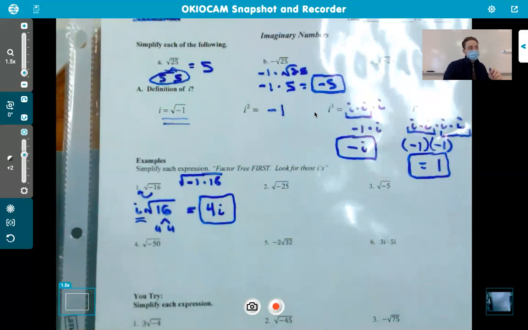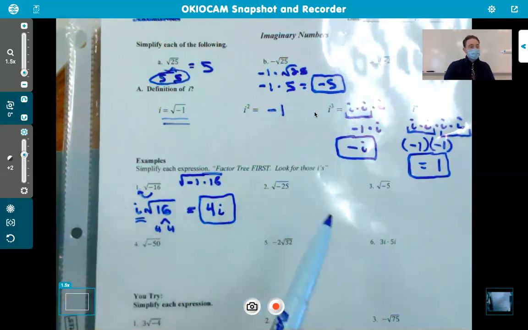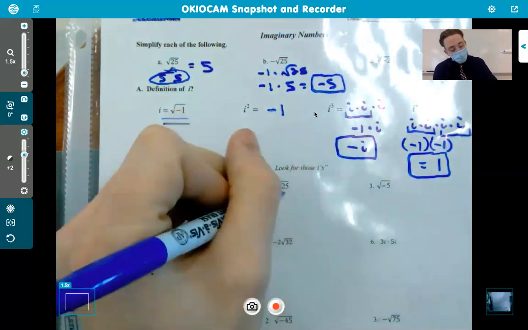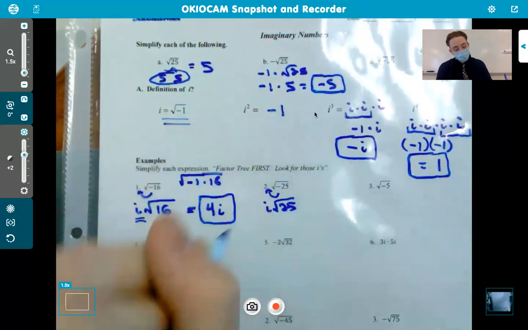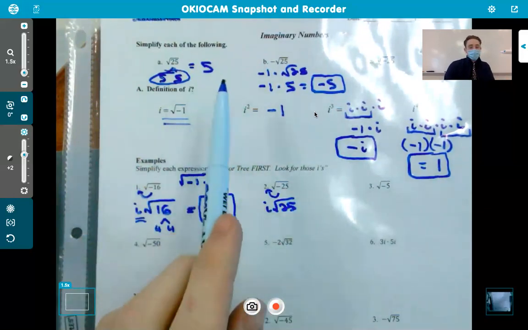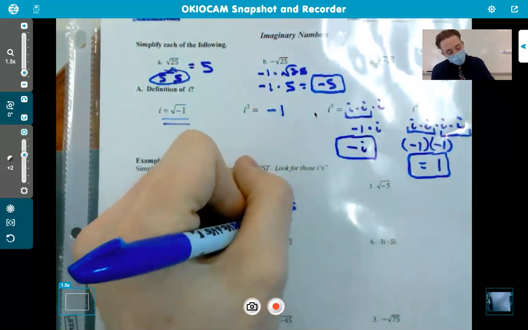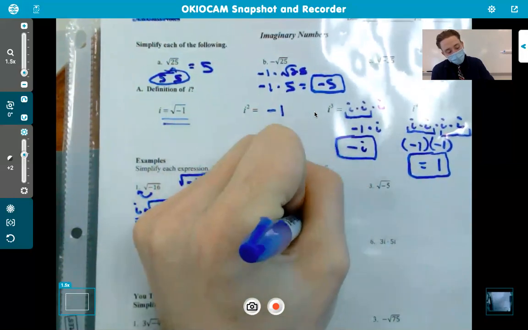Any questions about that first example? Example 2. Very similar. What's the first thing that I did in example 1 that I need to do again in example 2? Right, take that I out. So I have I square root of 25. We saw up above the square root of 25 is just 5, right? So 5 and 5. My answer here I would leave as 5I.